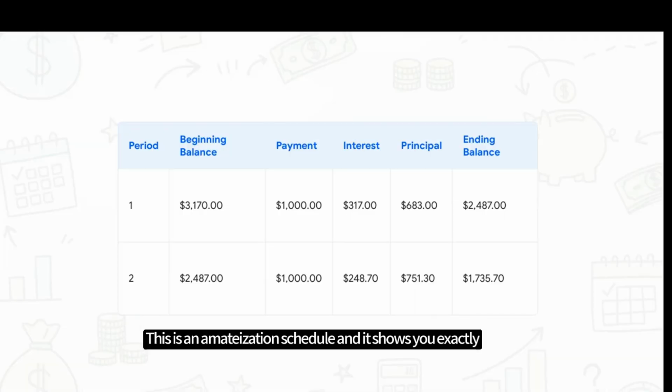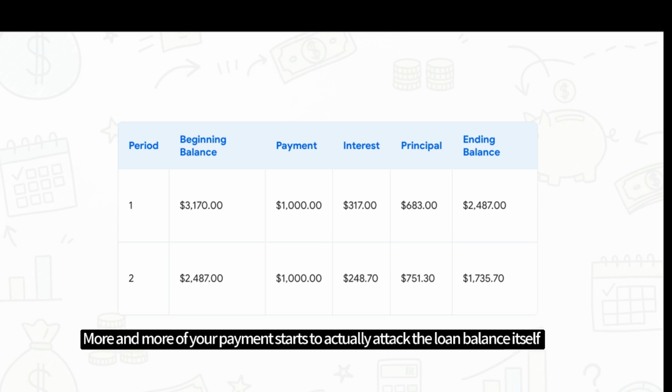This is an amortization schedule, and it shows you exactly where your money is going with each payment. What's so interesting is that at the beginning of the loan, a huge chunk of your payment is just going to interest. But as you go along and pay down that principal, more and more of your payment starts to actually attack the loan balance itself.